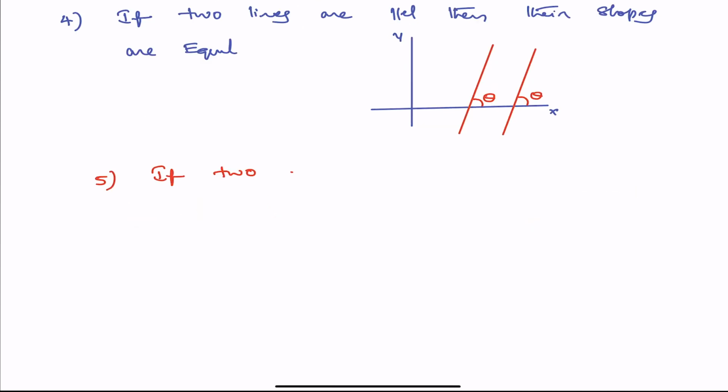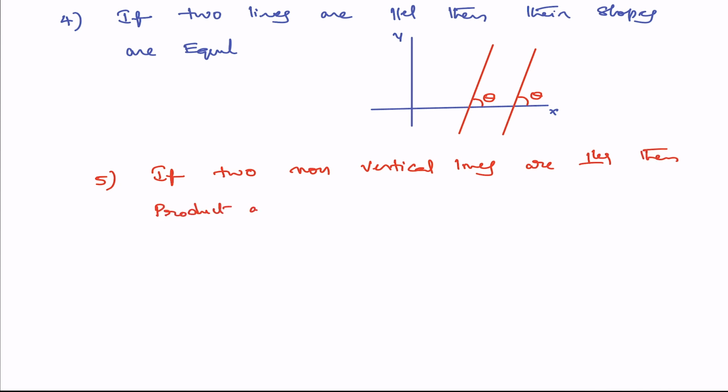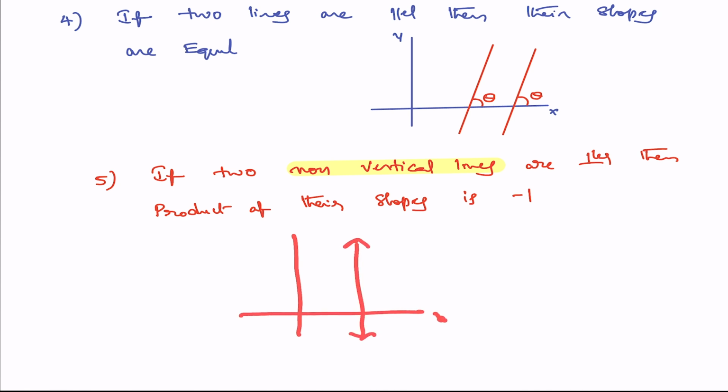Second point, if two non-vertical lines are perpendicular, then the product of their slopes is -1. Here you need to observe something: non-vertical lines. Why non-vertical line? See, any line parallel to y-axis. This is a line parallel to y-axis.